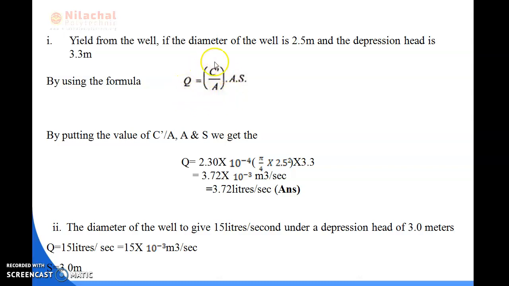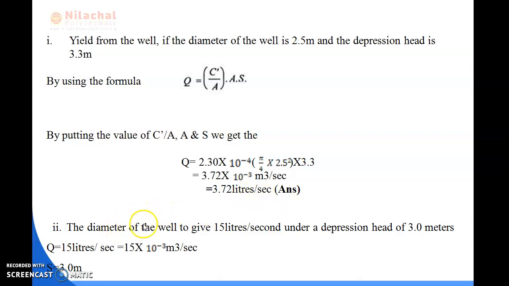By putting all these values: C dash by A, which we have already found, 2.30 into 10 to the power minus 4, area pi by 4 into d square, with d given as 2.5, so 2.5 square, into S, that is 3.3 meter, we find the value 3.72 liter per second. So Q we have found is 3.72 liter per second.